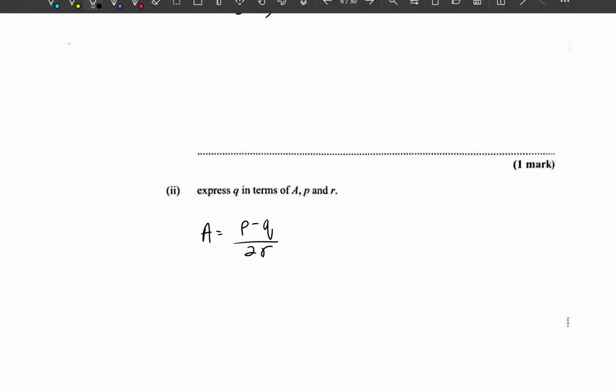Right, so let's get Q to be the subject. Firstly, I would multiply both sides of the equation by 2R. So we see that 2Ra is going to be P minus Q.